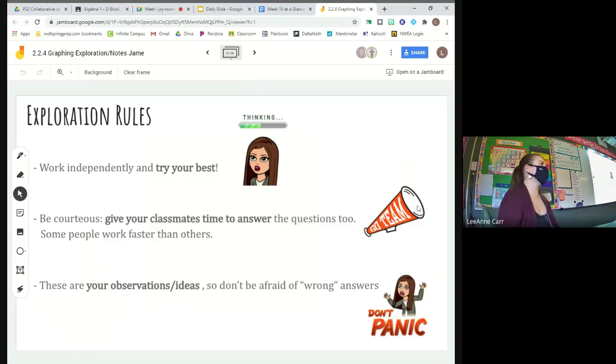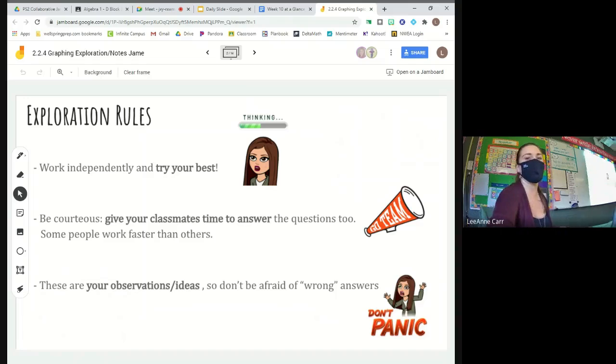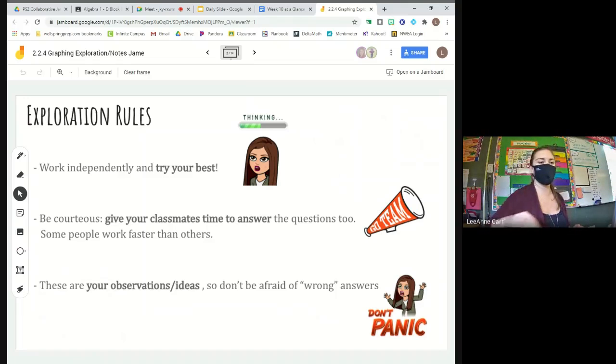All right, so here are our rules. Some of these apply more for virtual versus in person. You are working independently. Obviously, this is normally a group activity, but 2020 is weird, so we're working by ourselves. But you are trying your best. Even if you aren't 100% sure how to do something, I just ask that you try. You are being courteous to your classmates.